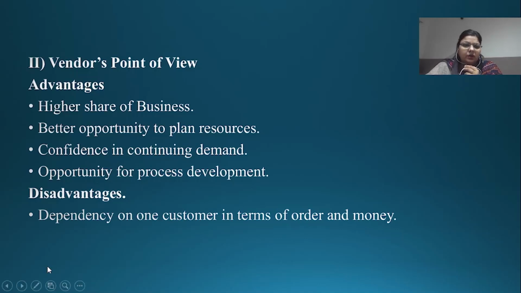And the only disadvantage, from the vendor's point of view, is dependency on one customer in terms of order and money. He is totally dependent on the one customer because, we can say, there are limited sources between the vendor and the supplier, and it is a single entity only.